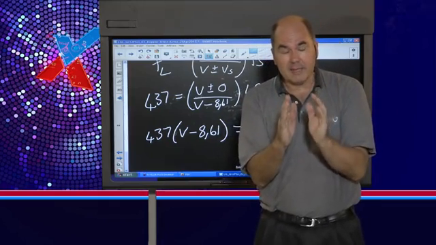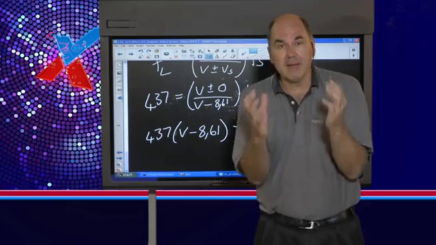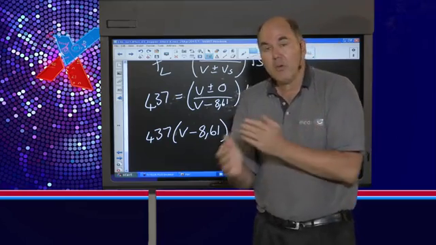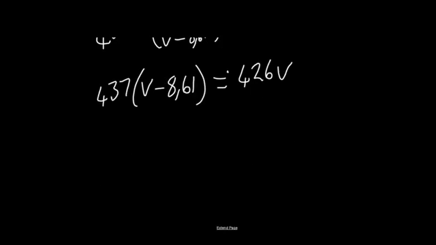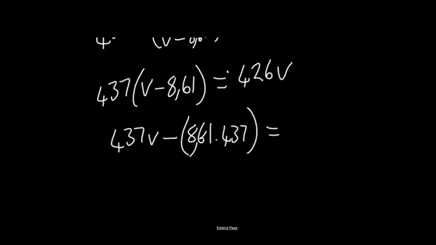Don't think it's too complicated at this point. What's our next step? Mathematically, what are we going to do? Well, we must multiply through by the bracket, so it just becomes an expansion. We're going to say we've got 437v minus 8.61 multiplied by 437. I could just do that on my calculator. In a minute, I'll do it now. 426v.